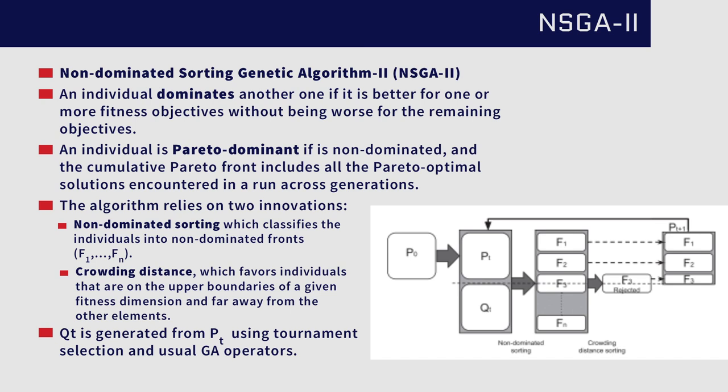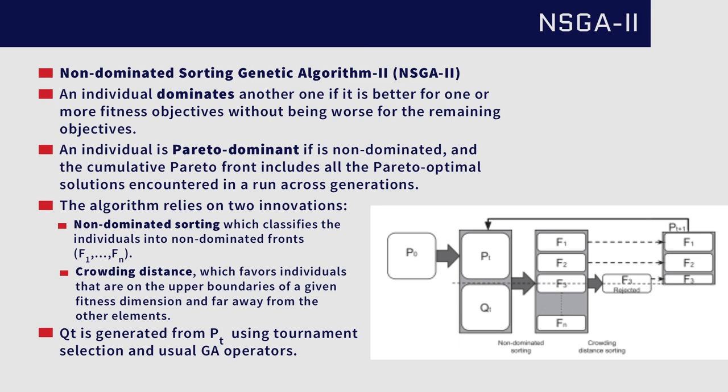The NSGA2 algorithm relies on two innovations. The first is non-dominated sorting, which classifies individuals into non-dominated fronts. The first non-dominated front is the Pareto front, and these individuals are excluded when calculating the second non-dominated front, etc.